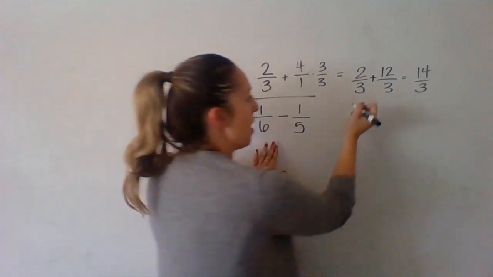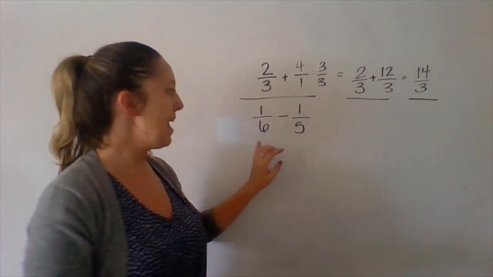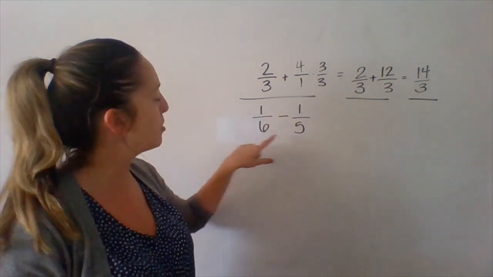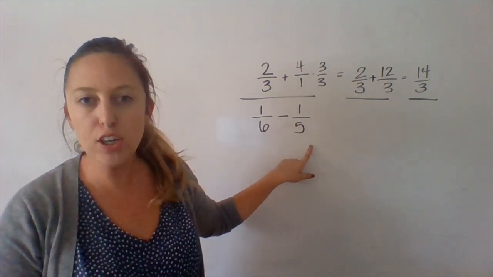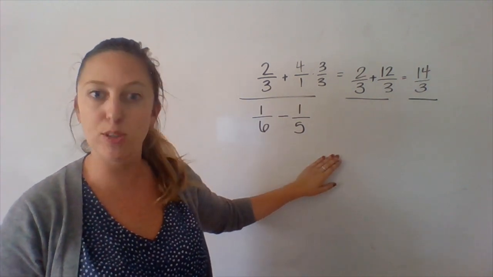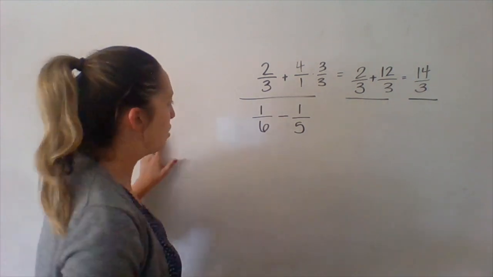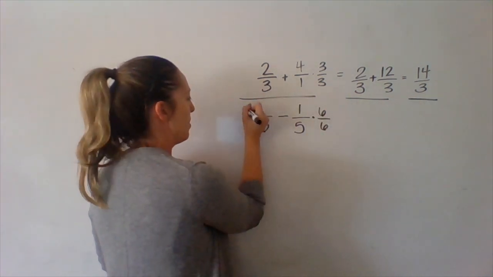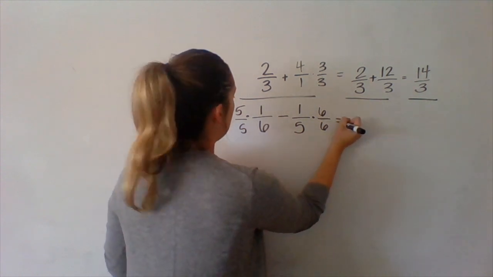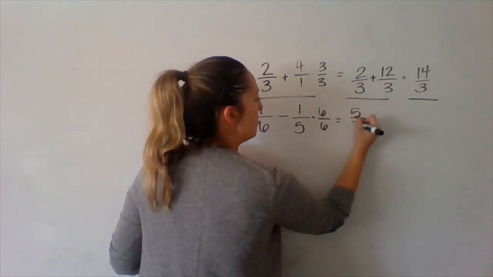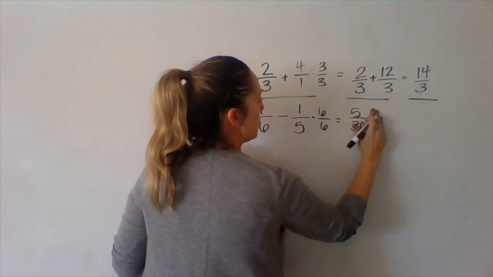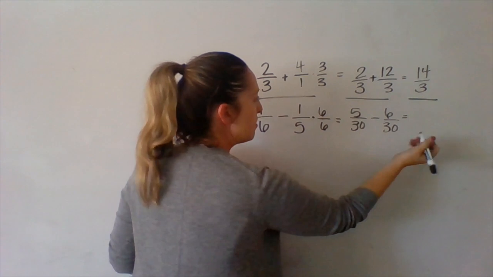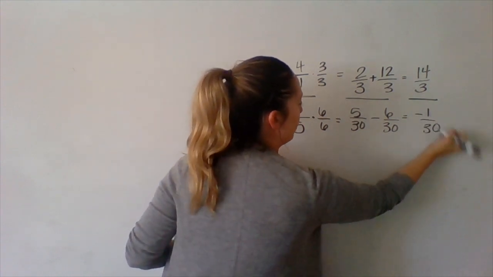Now I'm going to do the same to the bottom and get a common denominator here. This one they have different denominators, both of them, and I can't multiply 5 to be 6 or 6 to be 5. The first number that I'm going to hit that they both have as a multiple is going to be 30. So I'm going to multiply this one to get 30. I would have to do 6 over 6, and this one I would have to get 5 over 5. So I would then get 5 over 30 minus 6 over 30, which gives me negative 1 over 30.